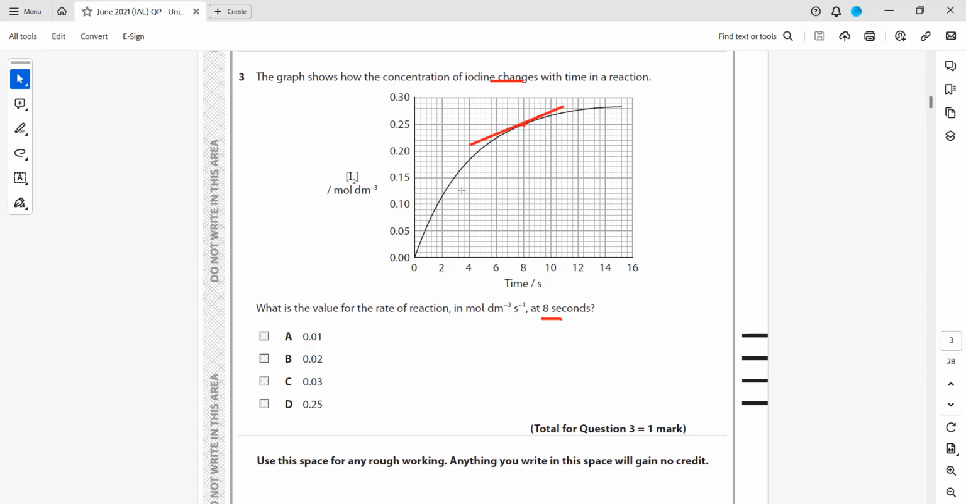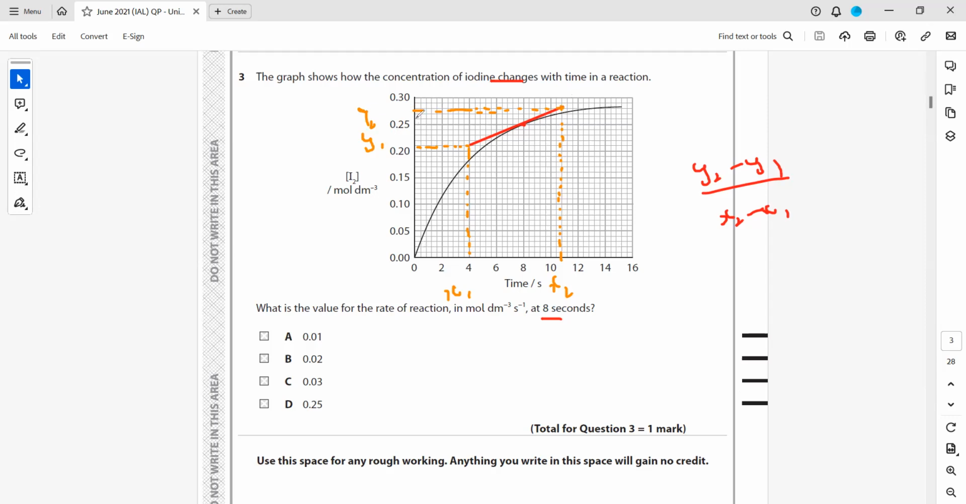So for the change in concentration, just take the gradient, y2 minus y1 over x2 minus x1. The first value on the x-axis is x1. The second value on the x-axis is x2. The first value on the y-axis is y1, and the second value on the y-axis is y2. So for y2 minus y1, 10 boxes equals 0.1.